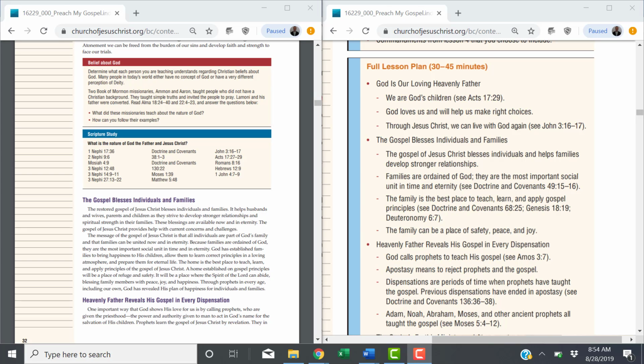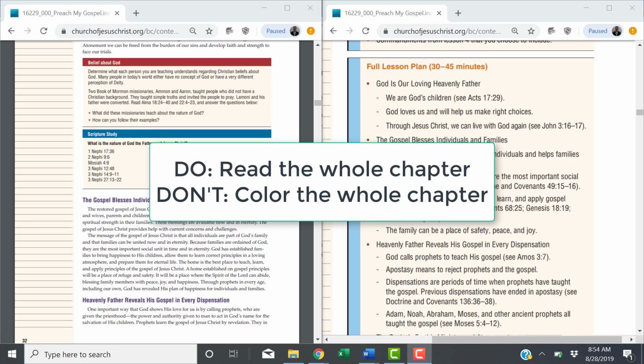Things like Bible Dictionary and True to the Faith references are great. We recommend that you read them, but they're not required. On rare occasions, it lists an entire chapter. You will need to read the whole chapter, but don't sit there and color the whole page. Feel free to just mark the chapter heading or something to let you know that it includes the whole chapter.